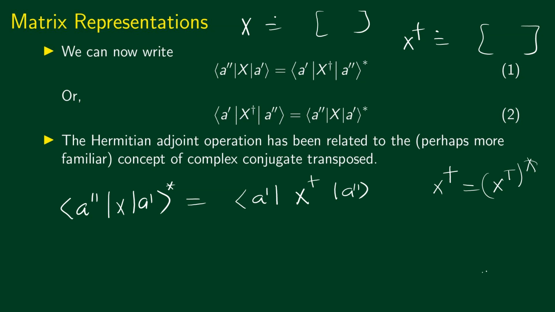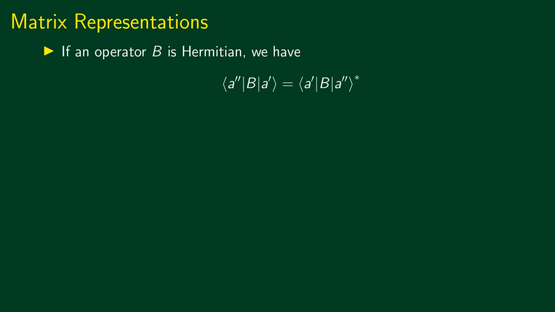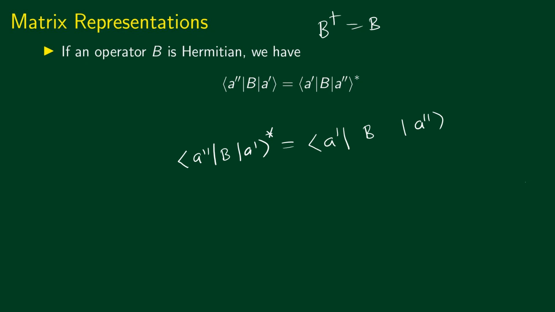Now, if an operator B is Hermitian, Hermitian means B dagger is equal to B. In that case, let's look at this matrix element, ⟨A″|B|A′⟩, and let's find the complex conjugate of this. We know the steps to find the complex conjugate of a number constructed like this. You have to interchange the bra and the ket, so this becomes ⟨A′| and |A″⟩. One more thing I have to do is replace B by B dagger, but since B dagger is equal to B, I can simply write it like this.